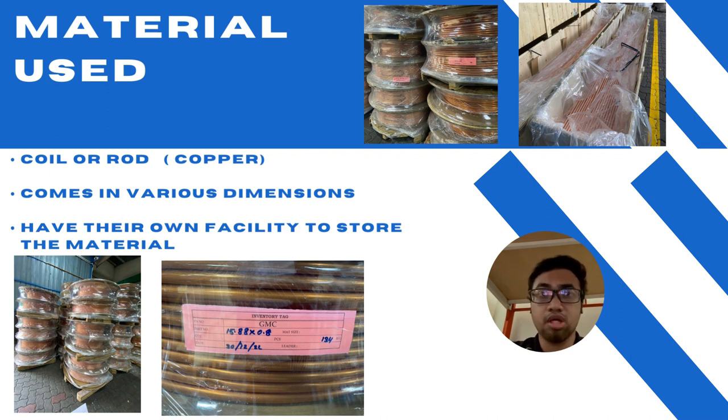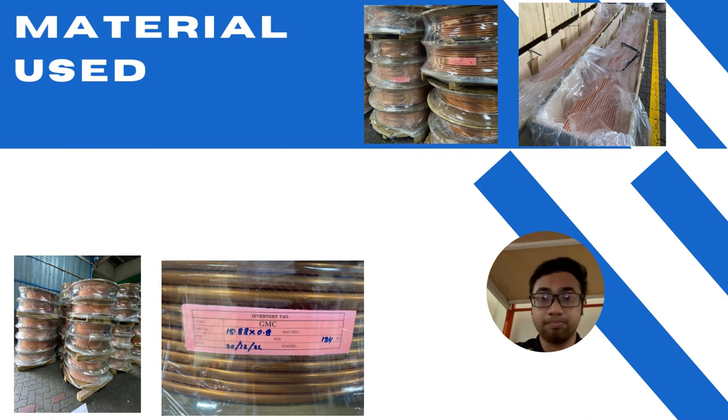Rod or coil made of copper is supplied to them by the supplier in various dimensions depending on the customer's need, such as 0.8 and 0.7 in diameter. As you can see from this picture, they have a facility of their own where they store the material before proceeding to the cutting part. That's all for the material used. We move to the cutting process.